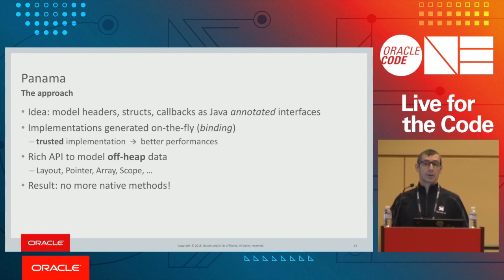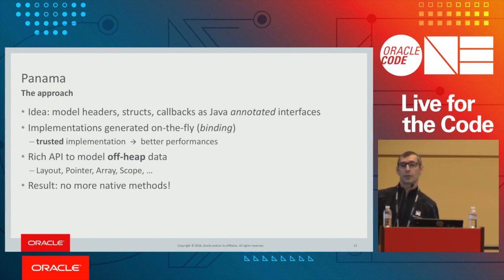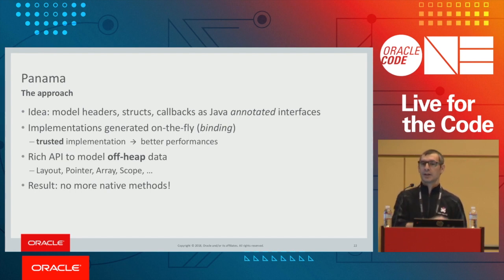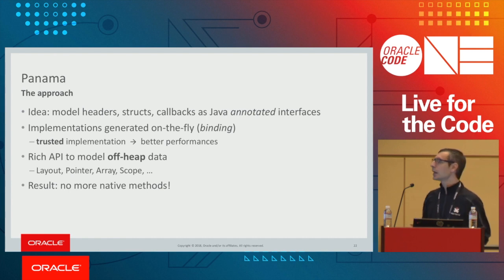Since this implementation is generated on the fly, it can be trusted by the JDK, so the JDK can make sure that nothing bad is going to happen. And so it stands to reason that we can get rid of a lot of complexity that is associated with JNI calls. Another goal of Panama is to provide a rich API to access off-heap data, because we want to move a lot of the boilerplate that often surrounds JNI native code, and express all the boilerplate in Java. And if we are successful in doing that, then the just-in-time compiler can optimize it, so we can get better performance out of it. So the result is no more native methods.